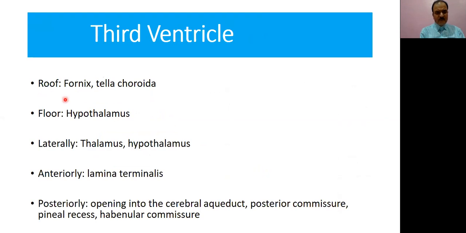So, in brief, the roof is constituted by the fornix and choroid, the floor by the hypothalamic structures, laterally there is the thalamus and hypothalamus, anteriorly the lamina terminalis, and posteriorly it opens into the cerebral aqueduct, with the posterior commissure, pineal recess, and habenular commissure.